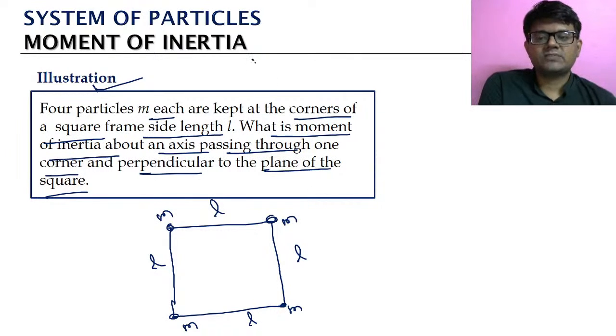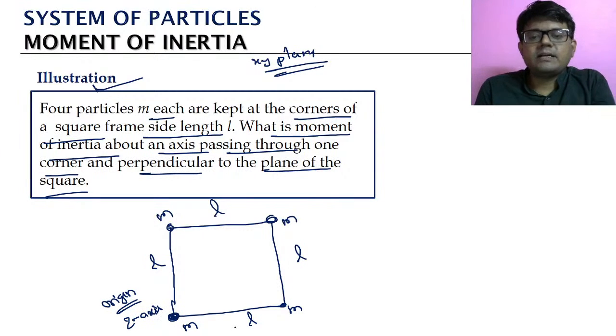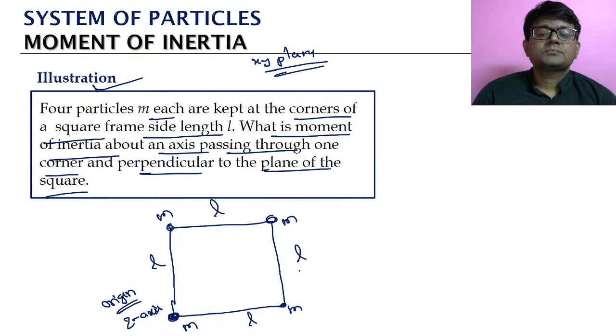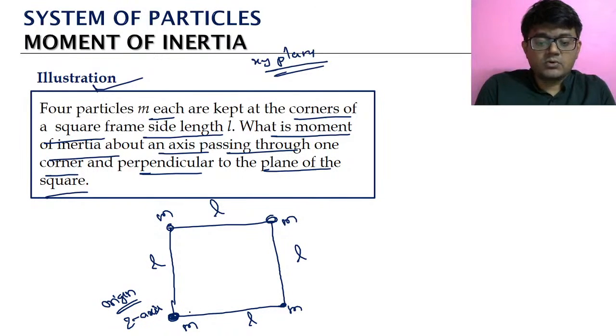The plane of the square is the xy plane. What is the axis they are talking about? In the corner we are considering the axis. Let us take this as the origin. Then the axis is the Z axis, passing through that one corner and perpendicular to the plane of the square. So we have a system of 4 particles, numbered 1, 2, 3, 4.